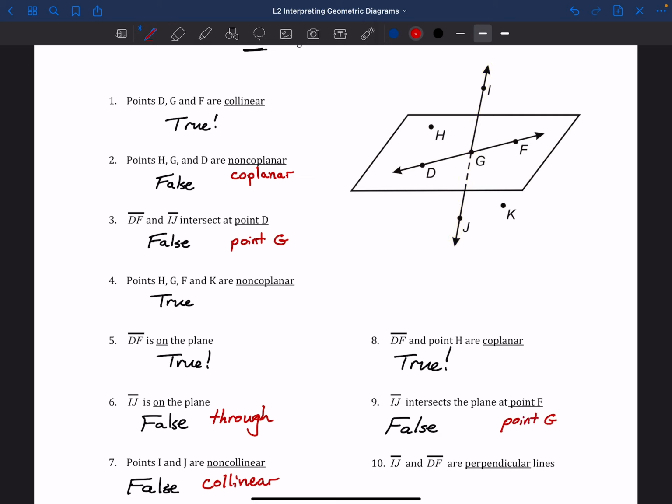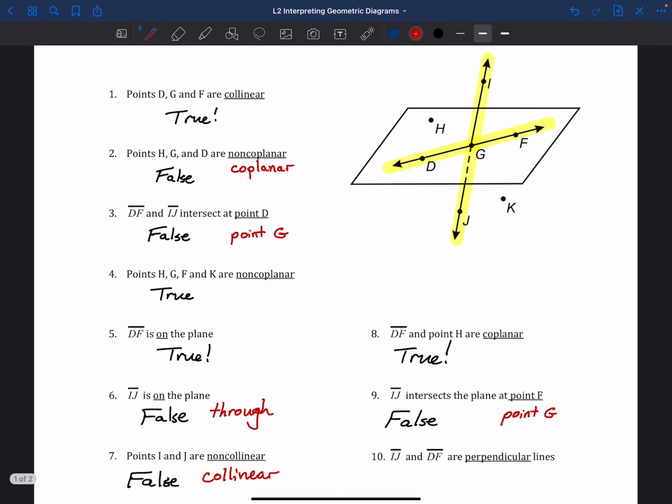Right? That's all there is to these. And last but not least, for this diagram at least, we have that IJ and DF are perpendicular lines. So this is something we haven't really talked too much about yet, right? That was what perpendicular lines are. So a little bit of a preview. Perpendicular lines are when you have two lines that cross each other and make a 90-degree angle, right?